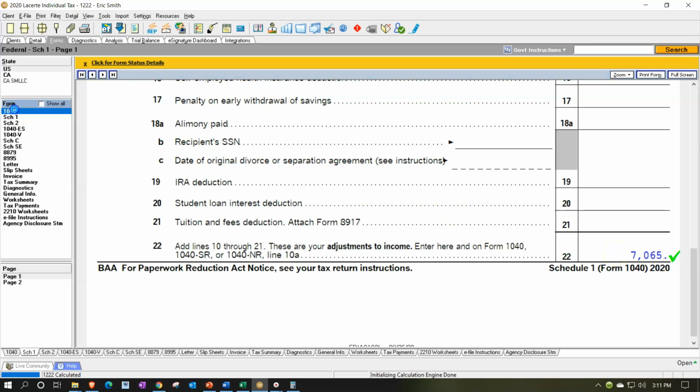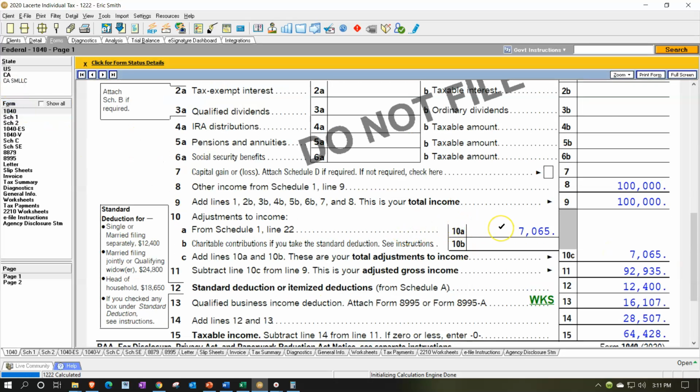7065. It then flows to the first page of the 1040. There's the 7065 resulting in an above-the-line deduction for federal income taxes, but not resulting in a deduction for payroll taxes, because obviously it's not deducting the amount on the Schedule C net income on which we calculated the payroll taxes, the self-employment tax, which is kind of equivalent to payroll taxes.